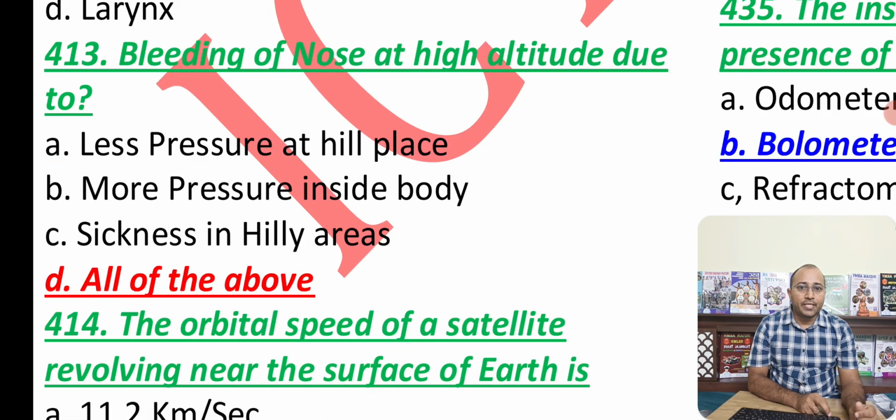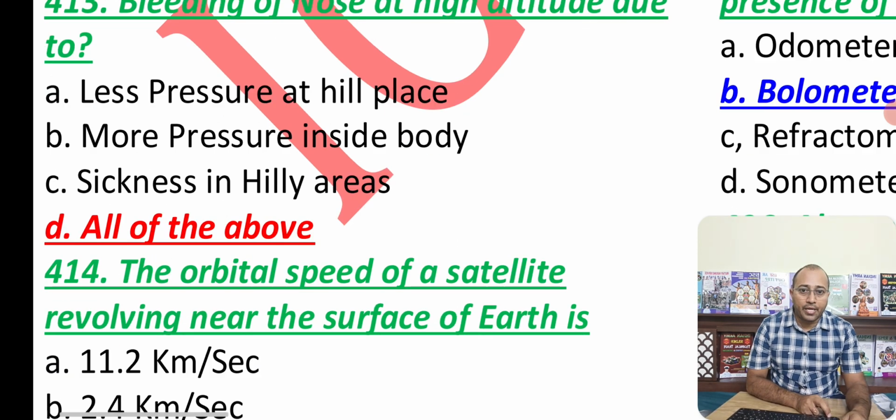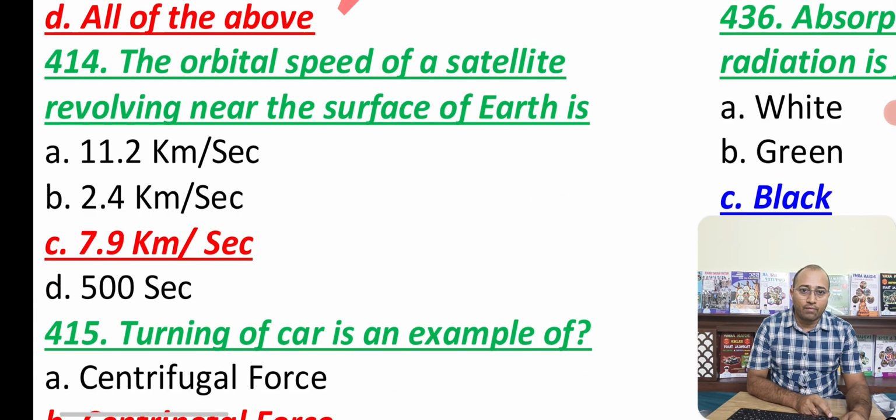The bleeding of the nose at high altitude occurs due to less pressure at high hill places. The pressure will be less in the atmosphere, but the pressure will be more inside our human body, as well as sickness in hilly areas also occurs. That is the reason you must have some sickness tablets whenever you go to high altitude, as you will have these kinds of problems.